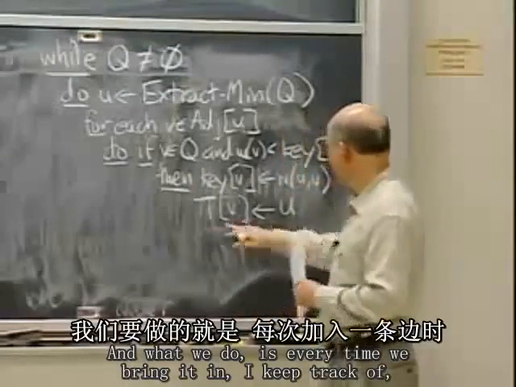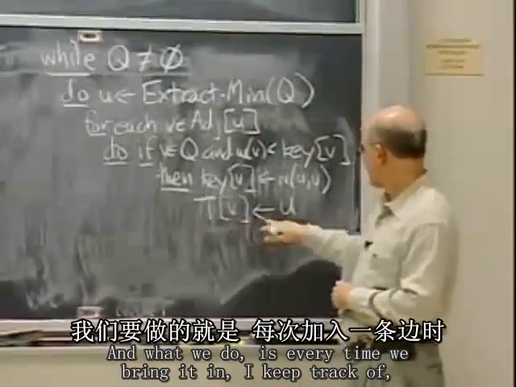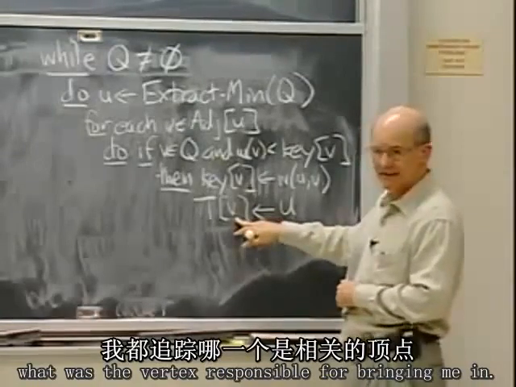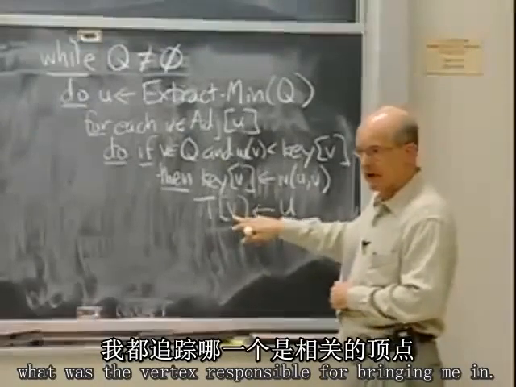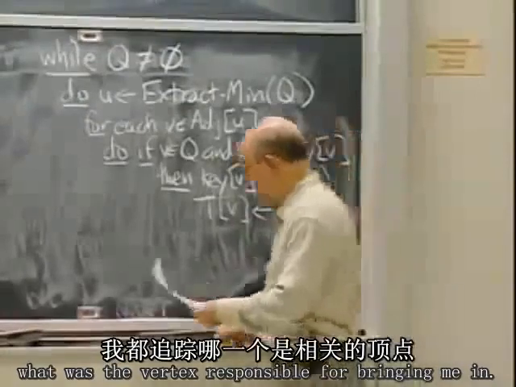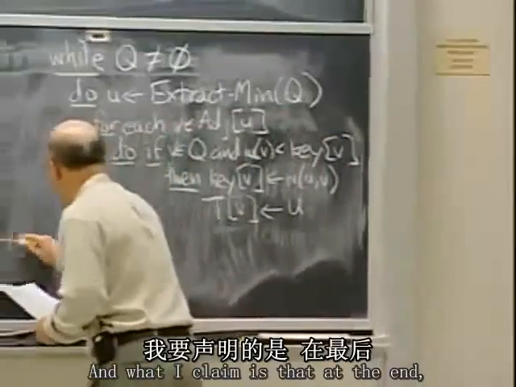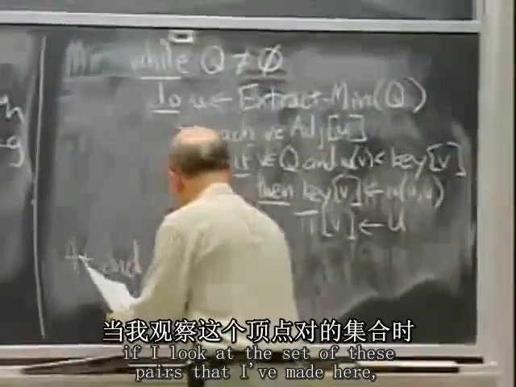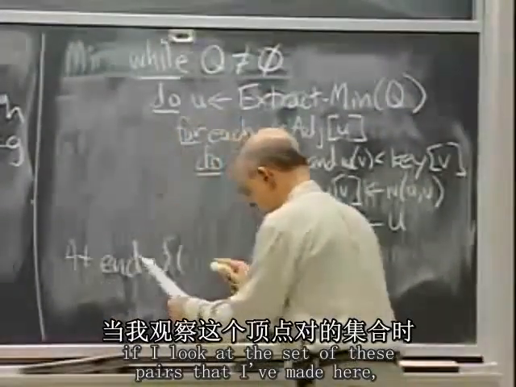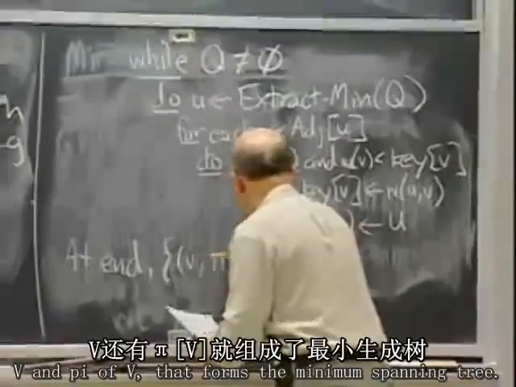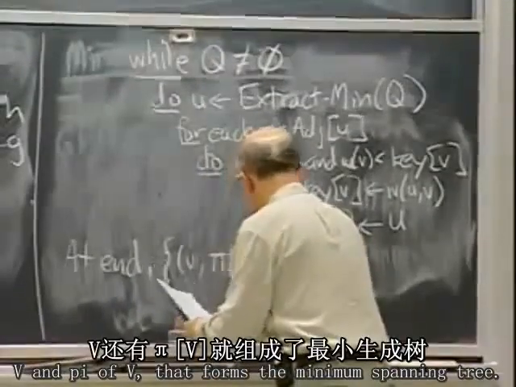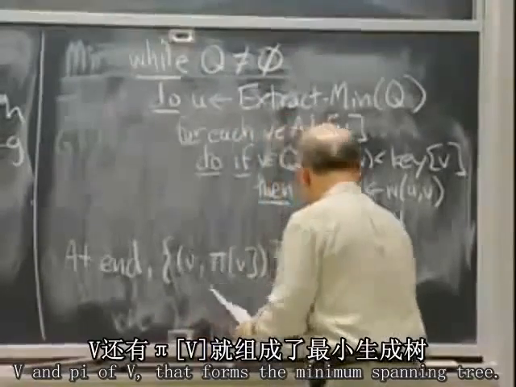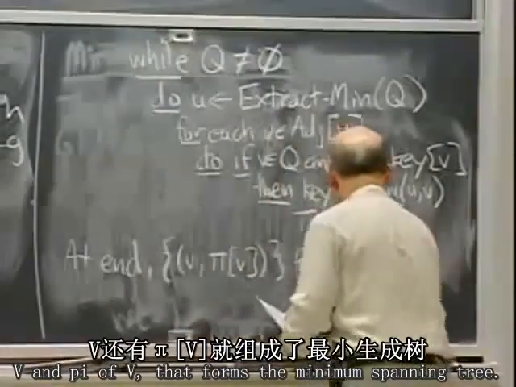Every time we bring a vertex in, I keep track of which vertex was responsible for bringing it in, and what I claim is that at the end, the set of these pairs, V and pi of V, forms the minimum spanning tree.